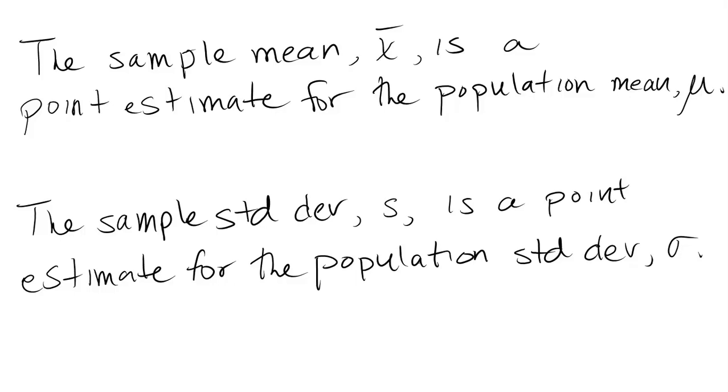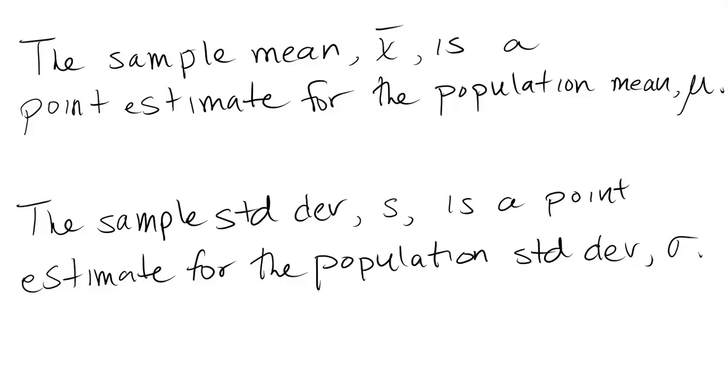Similarly, the sample standard deviation, s, is a point estimate for the population standard deviation, sigma. Same idea. We take all of the sample data, we do some calculation to get the sample standard deviation, and we use that as an estimate for the population standard deviation. It's a single number used to estimate this unknown quantity.